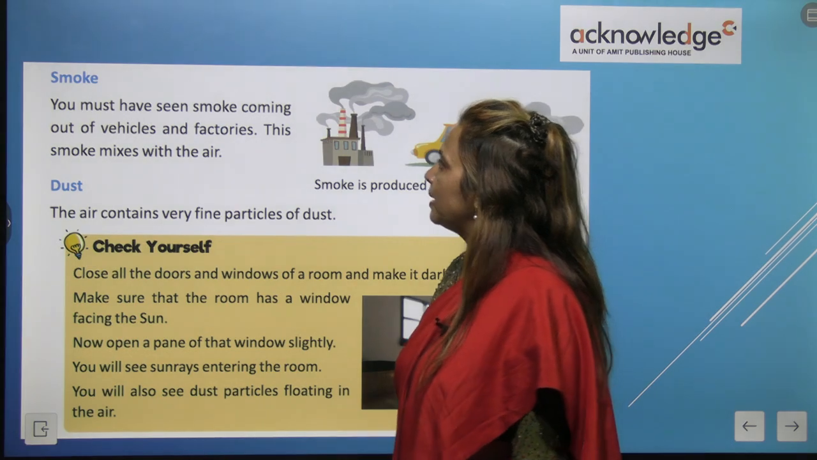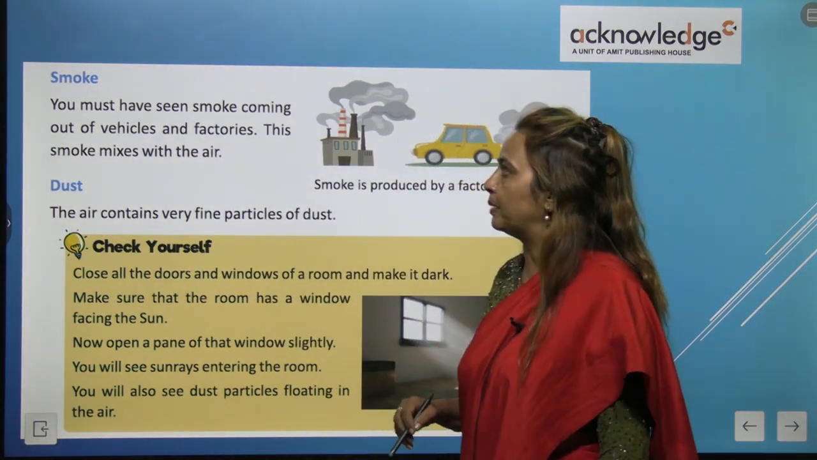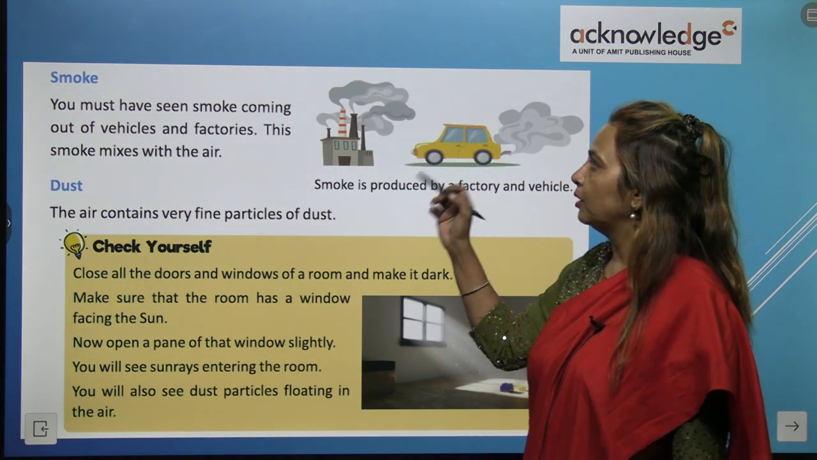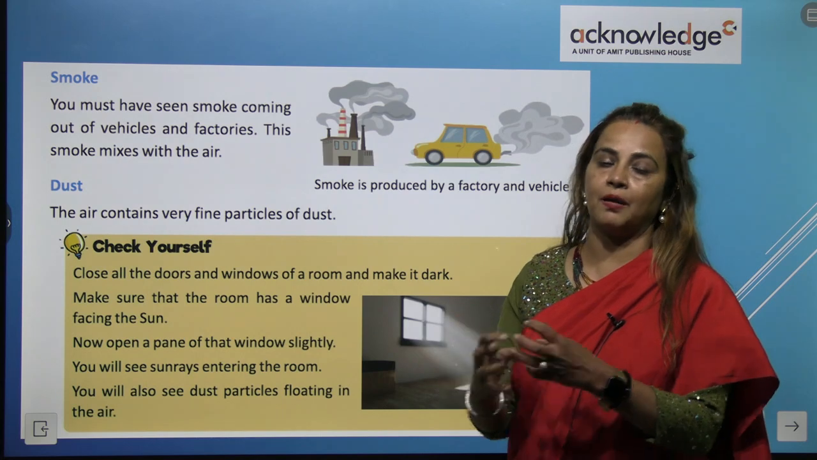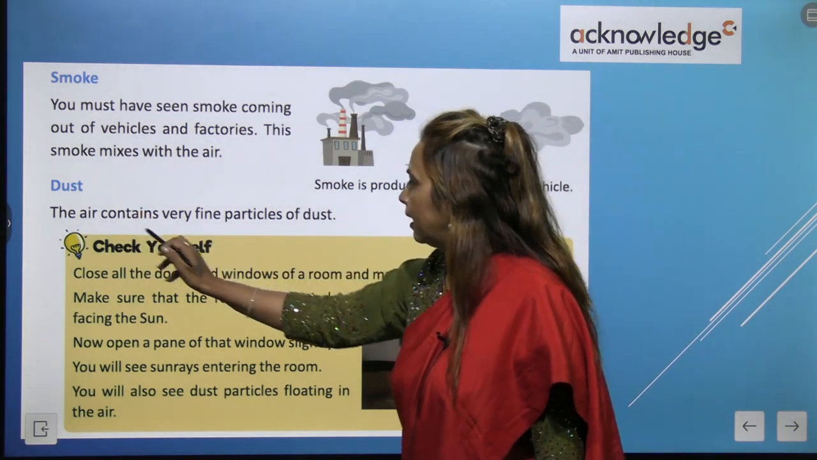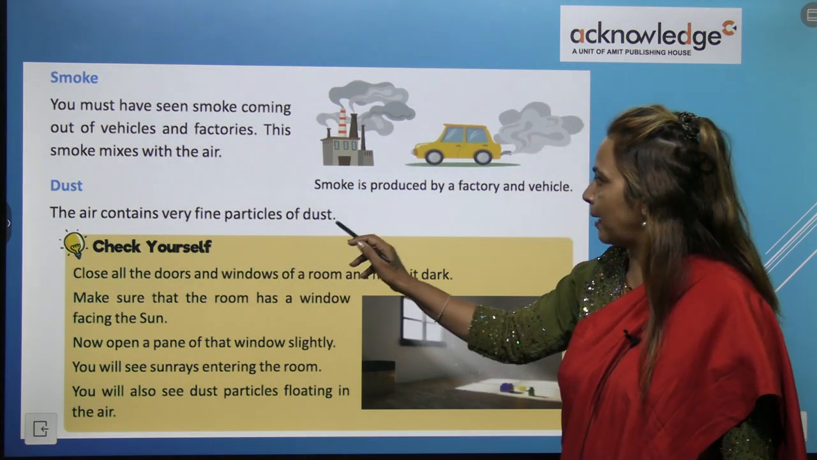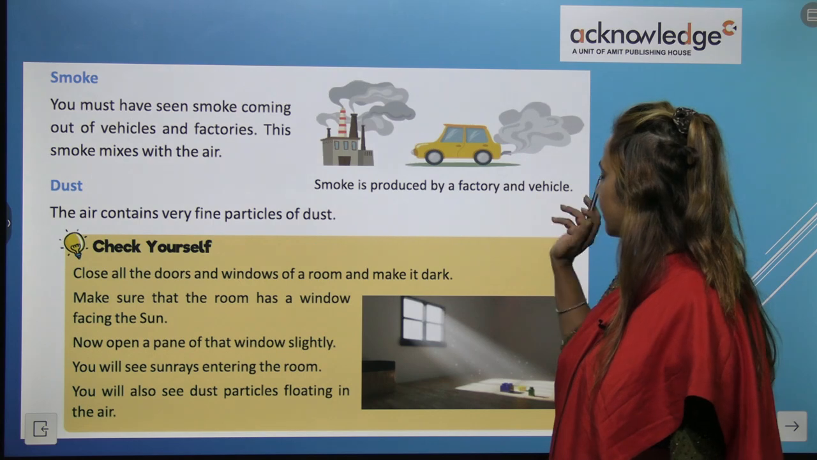Smoke. You must have seen smoke coming out of vehicles and factories. This smoke mixes with the air. आप देखते हो धुआं निकलता है फैक्ट्रीज में से और व्हीकल्स में से, ये सब हवा में मिल जाता है. Dust. The air contains very fine particles of dust. Smoke is produced by factories and vehicles.